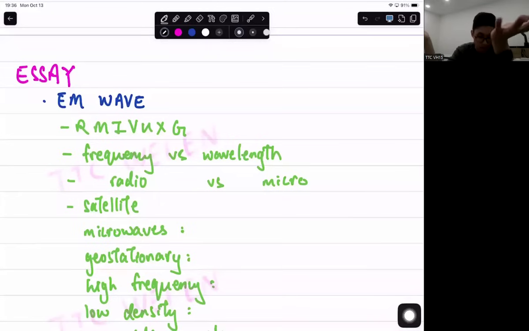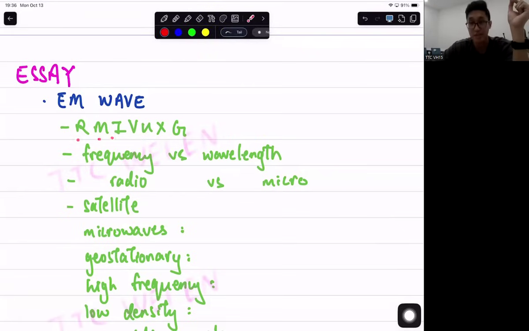So one of the topics I got inspiration for is, let's say, EM waves. You must make sure to memorize all the EM waves. So we have radio wave, microwave, infrared, visible light, ultraviolet, X-ray, gamma ray. Again: radio waves, microwaves, infrared, visible light, ultraviolet, X-rays, gamma rays.